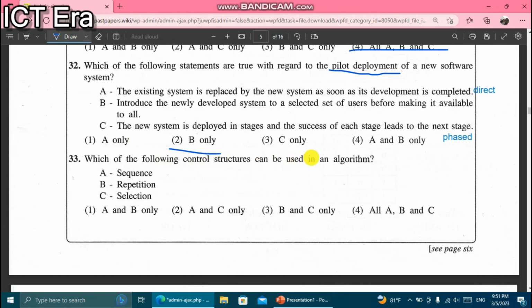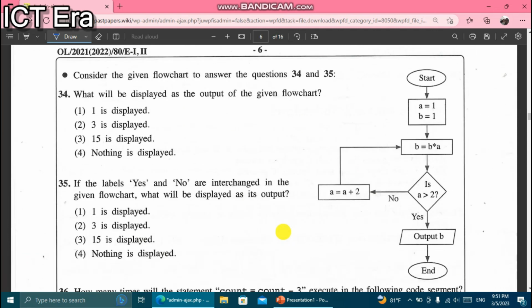Which of the following control structures can be used in an algorithm? There are three control structures: sequence, selection, repetition. All A, B and C. Consider the given flowchart to answer questions 34 and 35. What will be displayed as the output of the given flowchart?